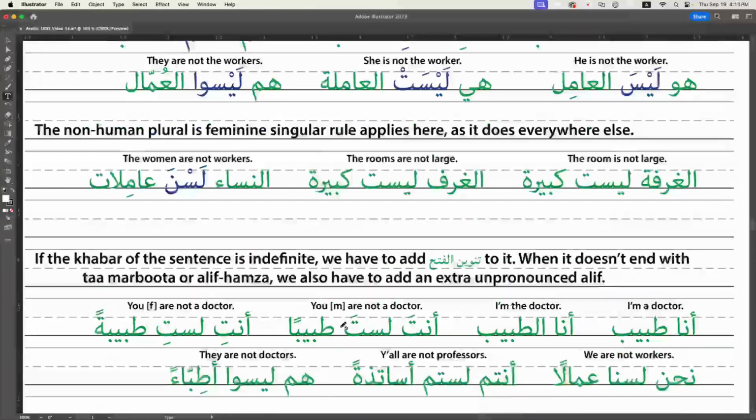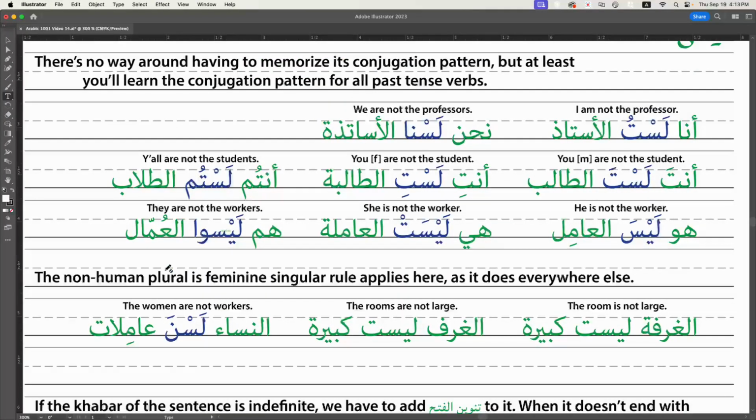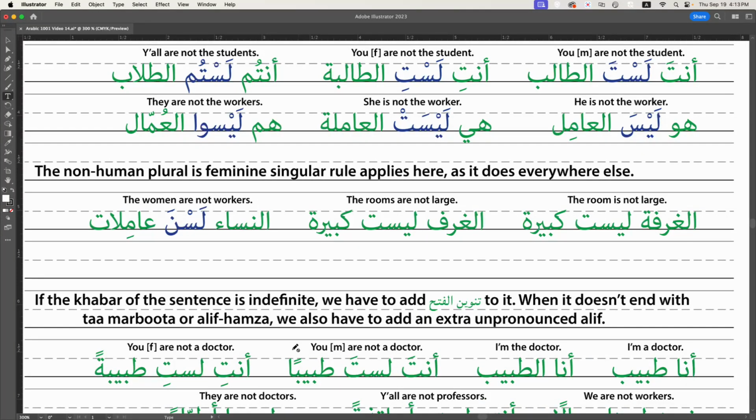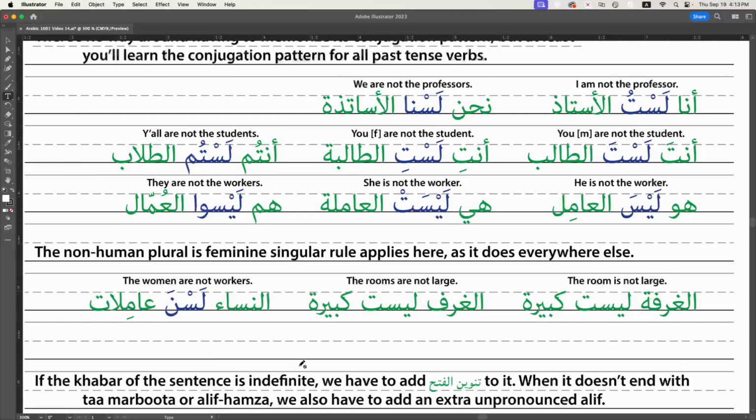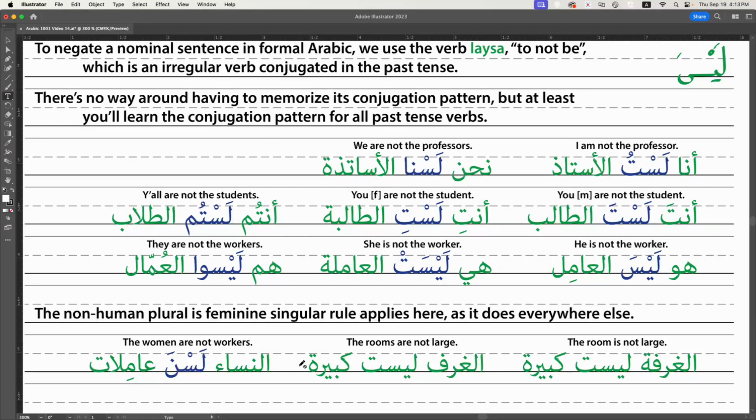But if you're going to use formal Arabic, you need to learn this conjugation pattern, and you need to be at least aware of this funny rule here with the tanween al-fath and the extra alif. So that's enough for this one. It's harder to negate a sentence in formal Arabic than it is in either the dialects or in English, but that's enough for now.